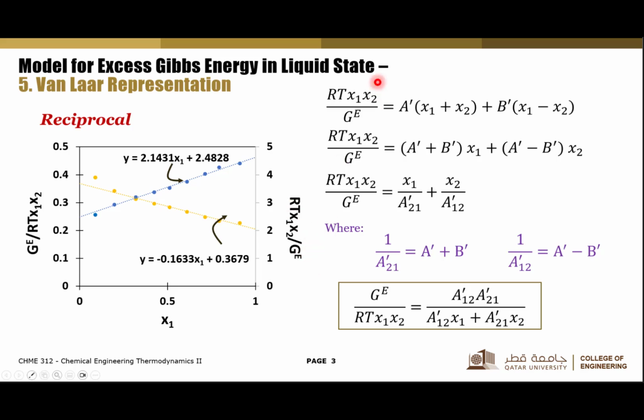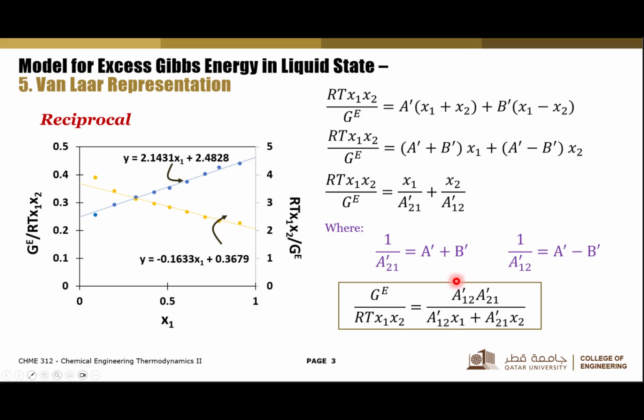So when we flip it, we get the following. Now we have parameters A prime and B prime for the equation, and then we simplify the expression, doing some math, we multiply it out. In the end, what we have here is A prime plus B prime is equal to 1 over A prime 1, 2. And then A prime minus B prime is equal to 1 over A prime 2, 1. So these are basically the coefficients for the Van Laar representation, and we can get them from the plot, and I'll show you how in a second.